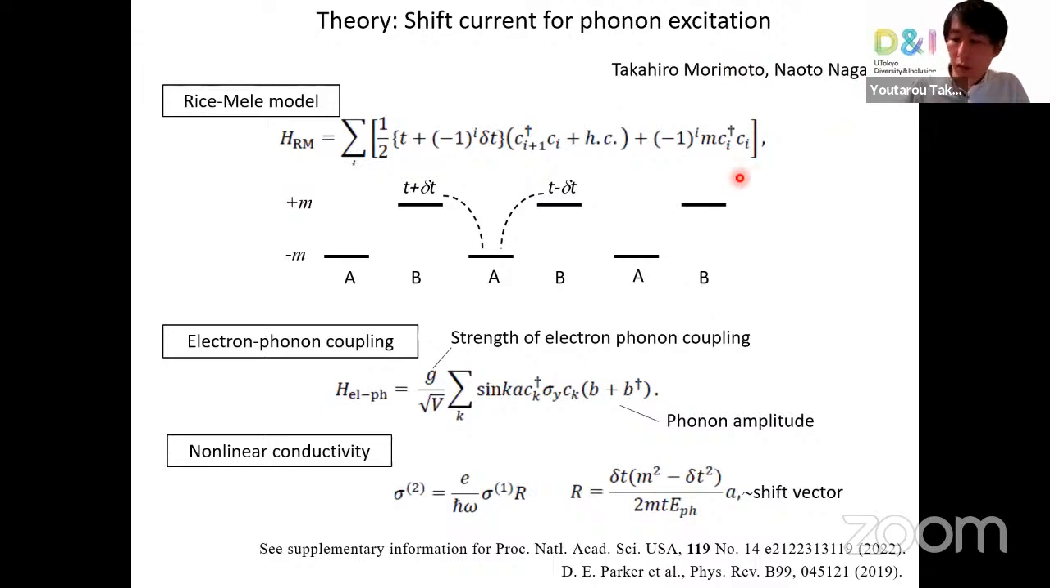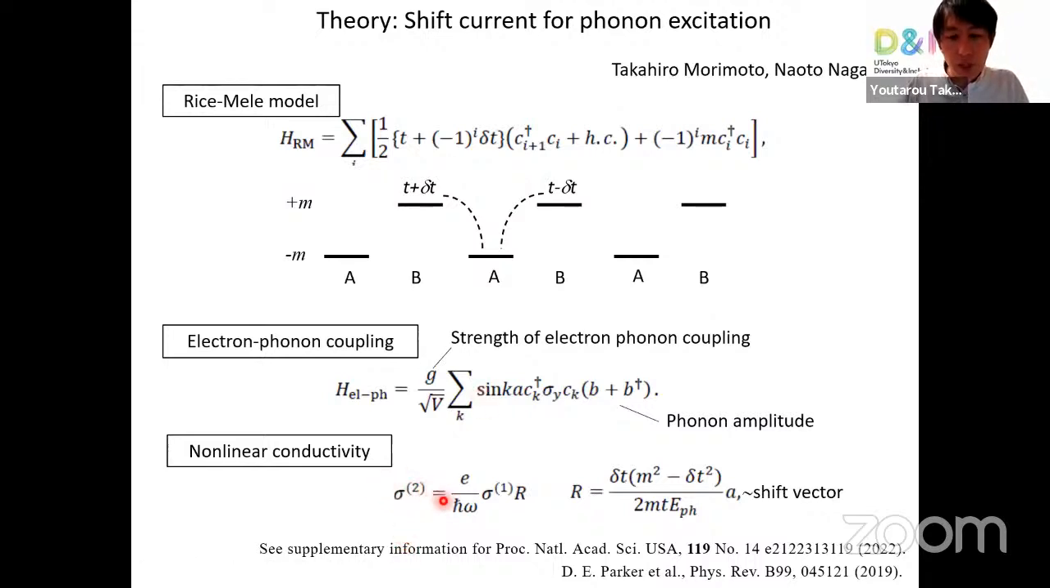We use a Rice-Mele model to express the non-centrosymmetric electronic structure. This AB lattice and the asymmetry of the transfer, expressed by delta T and minus delta T, induce a breaking of the inversion symmetry. And we introduce the electron-phonon coupling, where g is the strength of the coupling and b is the phonon operator. In this model, we can deduce a nonlinear conductivity, sigma 2, which expresses the photocurrent.